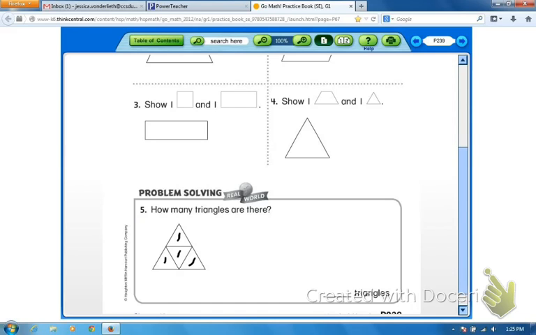But what we're talking about is how those triangles can compose a new shape. All 4 of those triangles put together makes one large triangle. So there is actually 5 triangles.